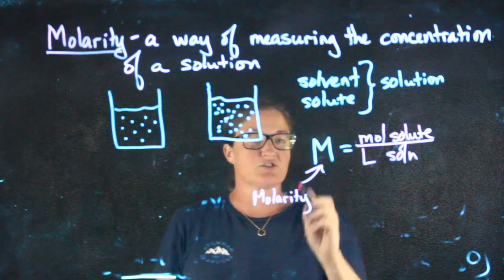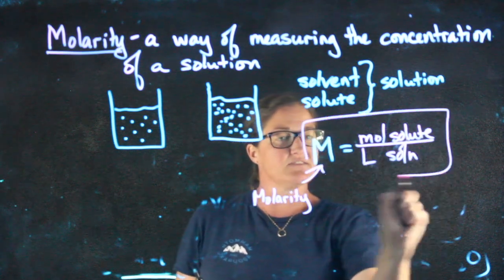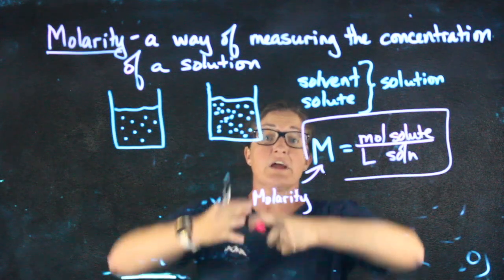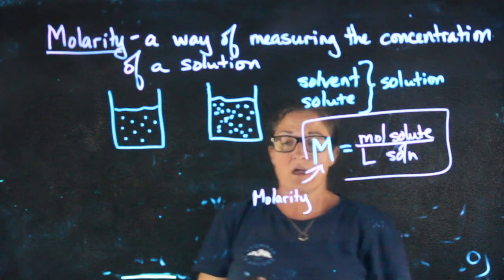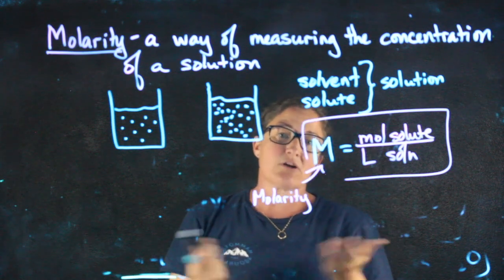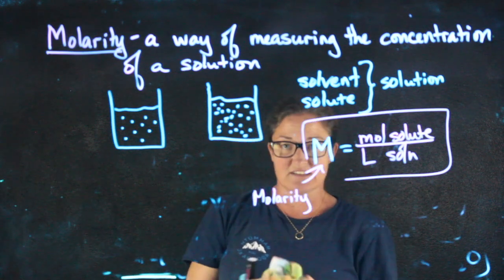Whenever we calculate concentration, we're going to be using this formula, and we're going to be considering how many moles we have dissolved in how big of a volume. The units are typically called moles per liter or molar. Either one of those is acceptable.